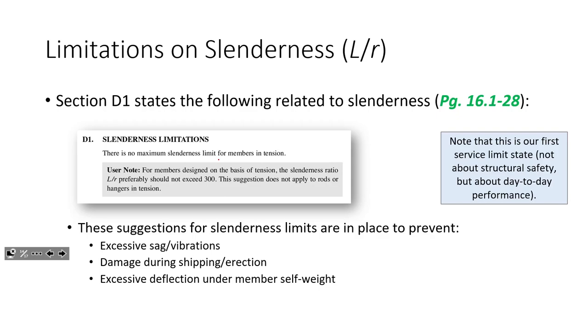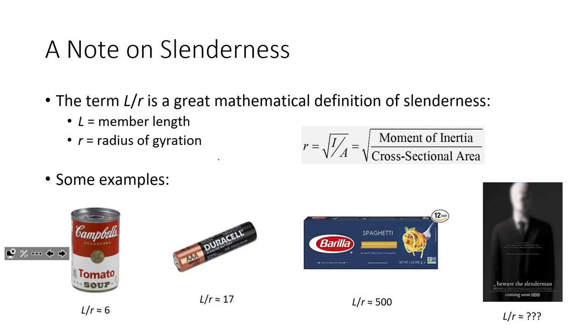And this L over R limit is actually our first service limit state. It's not about structural safety. It's about our day-to-day performance. Now, this term L over R is the definition of slenderness. If you want to know how we define slenderness, slenderness is defined as L over R. Okay? Now, L over R, L is the member length. R is the radius of gyration.